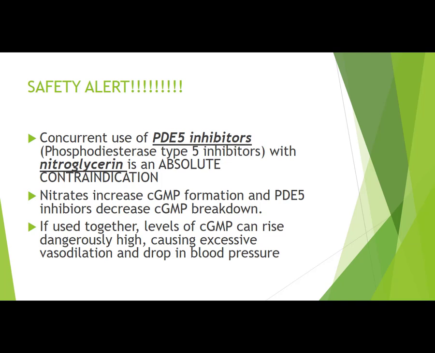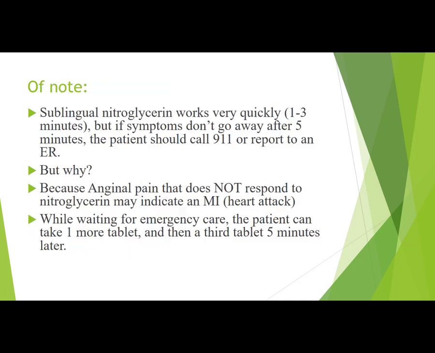So if used together, cGMP can rise and become dangerously high because they have basically opposite mechanisms, causing excessive vasodilation and a huge drop in blood pressure, which can be extremely dangerous because we talked about hypotension as well, and the possible issues that can arise with that. So remember, PDE5 inhibitors and nitrates, or nitroglycerin, no-go.